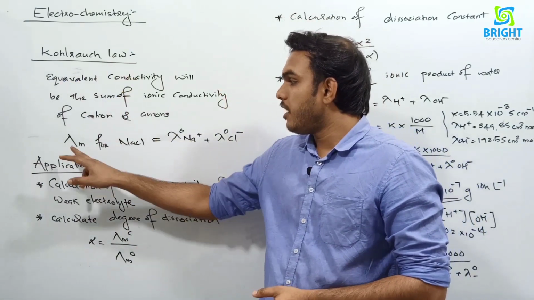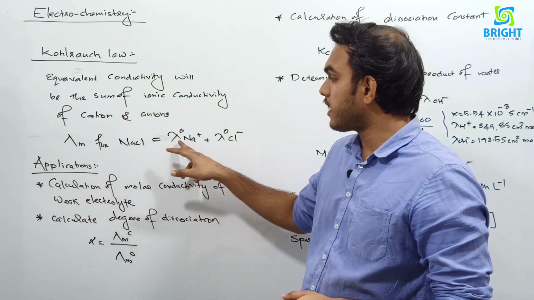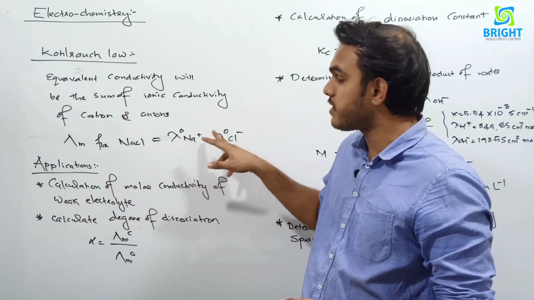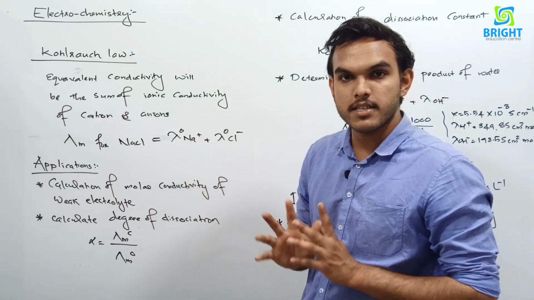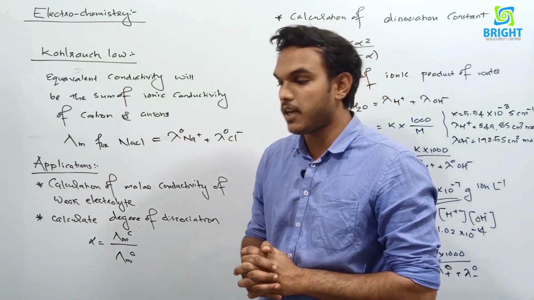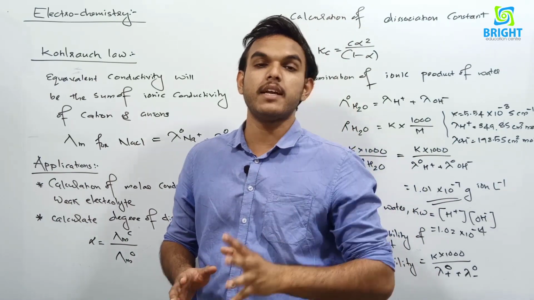For example, if we have to find the molar conductivity of NaCl, we find the conductivity of the cation Na plus and the conductivity of the anion Cl minus. Is that clear? Now let us discuss the applications of Kohlrausch's law.